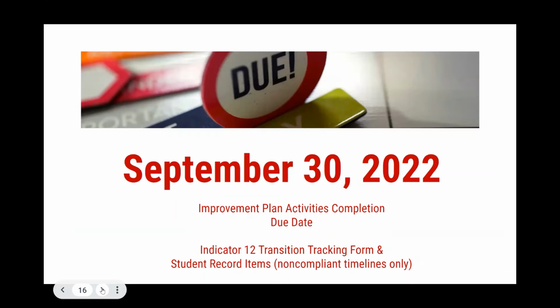The final date to be aware of is September 30th of 2022, because that is when the improvement plan activities are due. So anything that you outlined in your improvement plan, those actual activities and the evidence of those are due on September 30th. If you had a non-compliant timeline, this is also when you would submit the Indicator 12 transition tracking form and any student record items that are required.